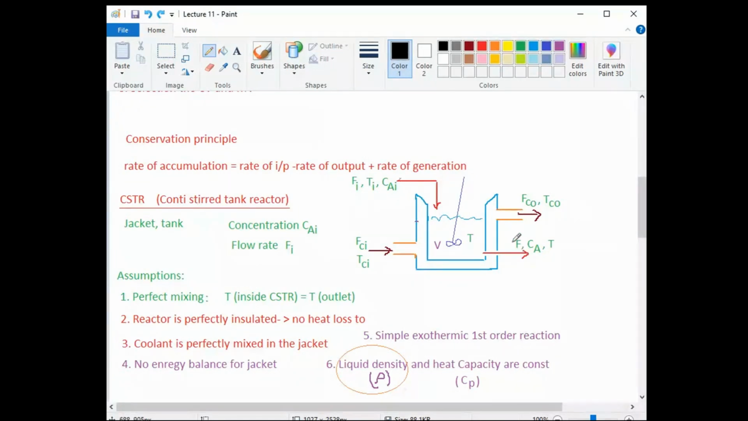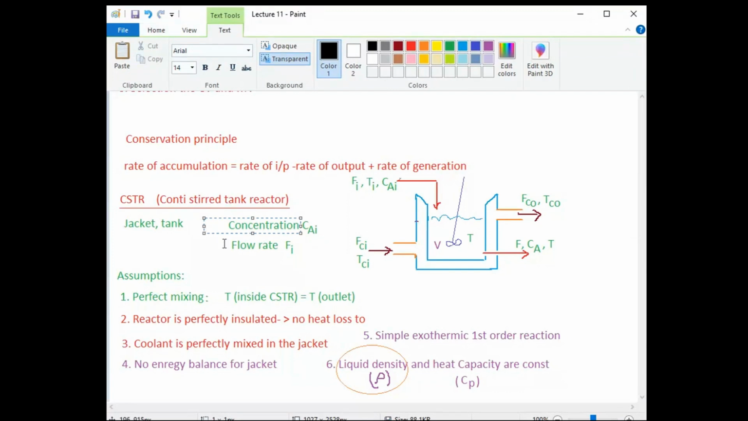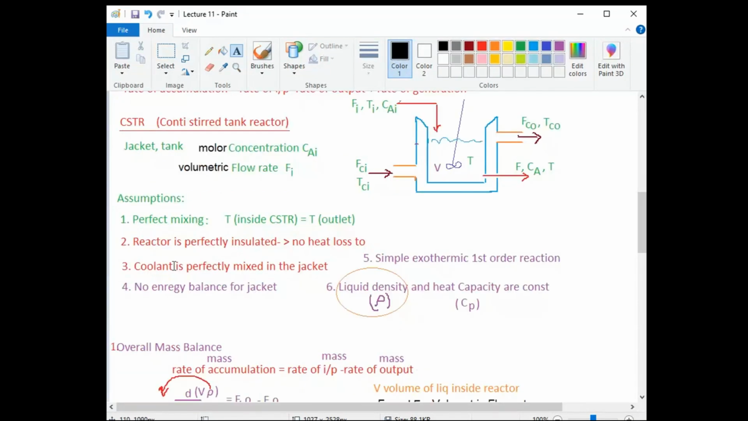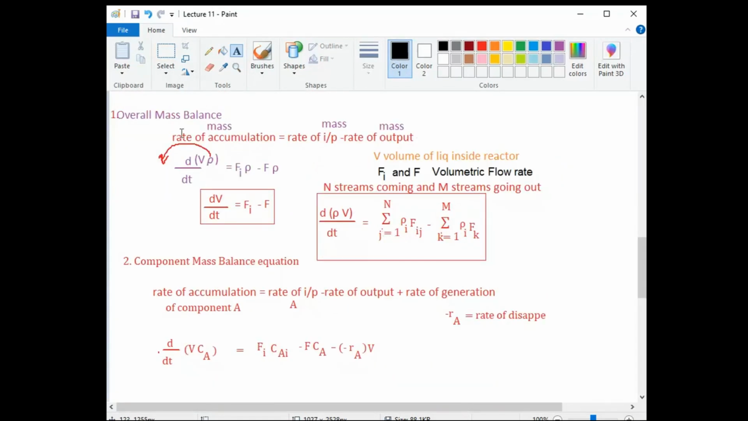And F was the flow rate of the outlet. Ca was the concentration of the outlet. Ca is the molar concentration, and this is the volumetric flow rate. Fi and F are the volumetric flow rates. FCI, TCI were the coolant flow rate and temperature at the inlet of the jacket, and this was FCO and TCO. V was the volume. So we saw some of the assumptions, and then we saw the overall mass balance equation.